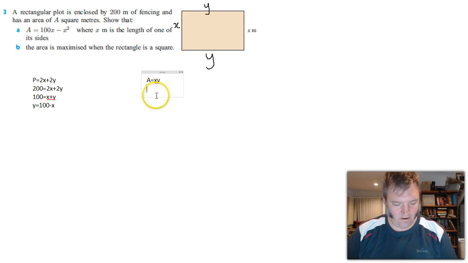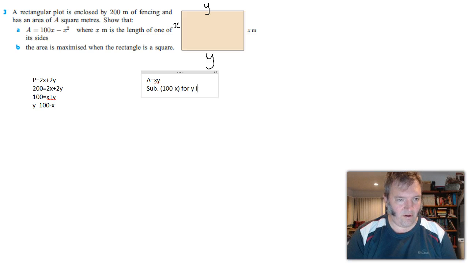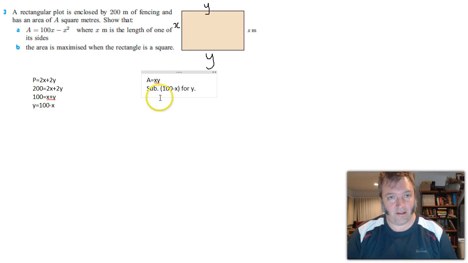So we come over to our area formula and we say sub 100 minus x for y in, well, I don't really need to say what it's in because this is the area. You'll notice that I have to look down to type. I'm not quite as skilled as most of you guys are.